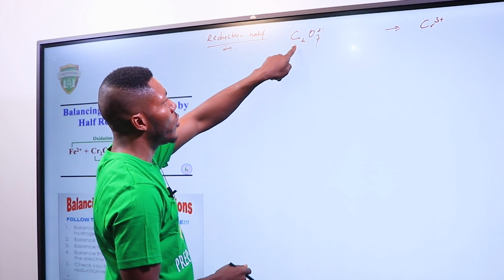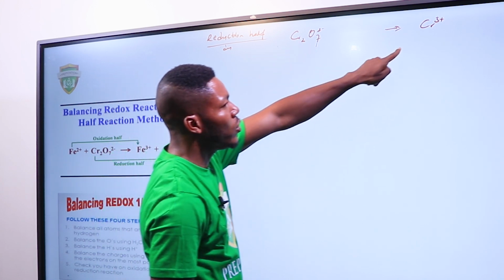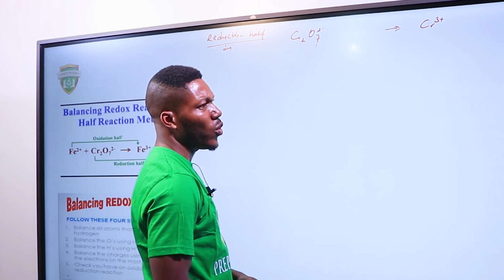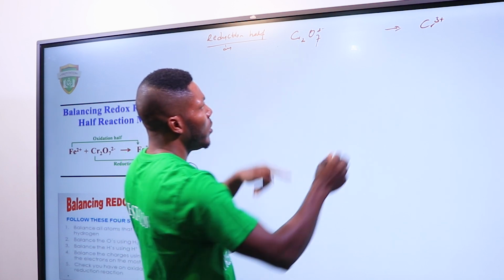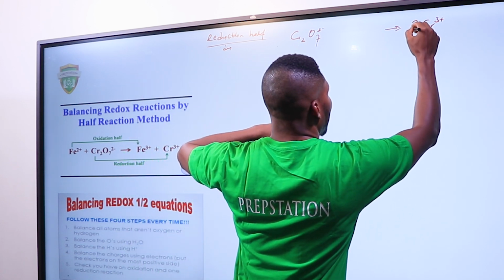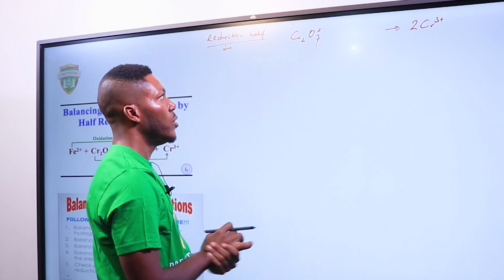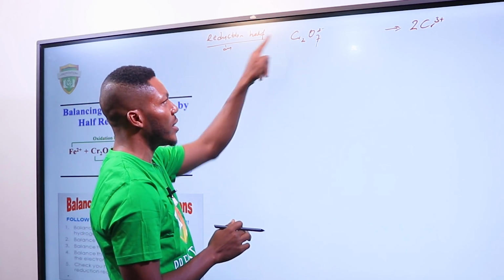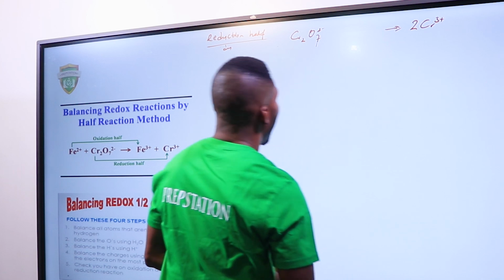Here we have 2 chromium at the reactant. We have just 1 chromium at the product. What do we do? 2 chromium, move this 2 to this point. We balance the chromium. 2 chromium atoms are in the reactant, 2 at the product.